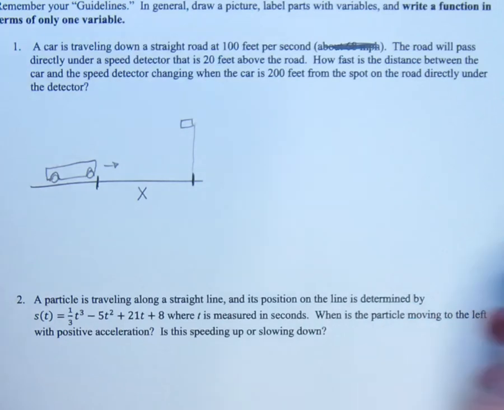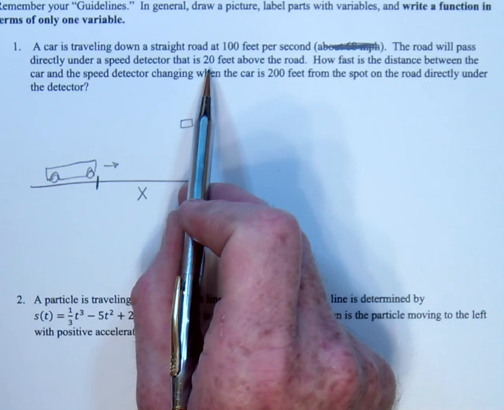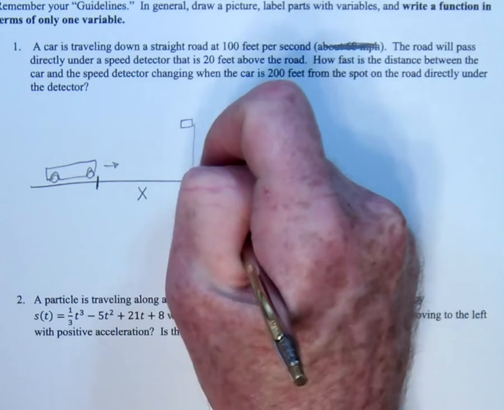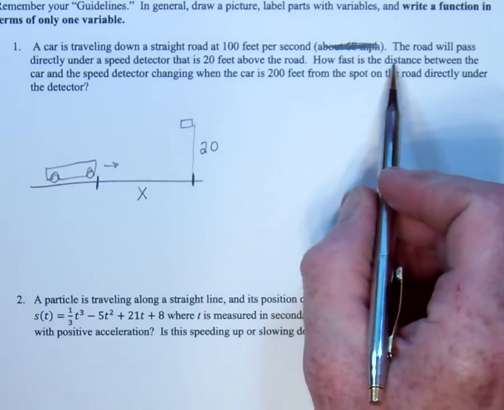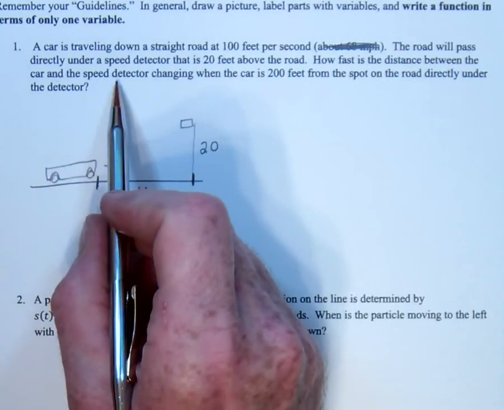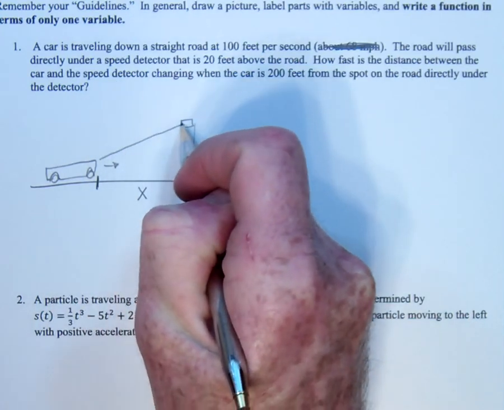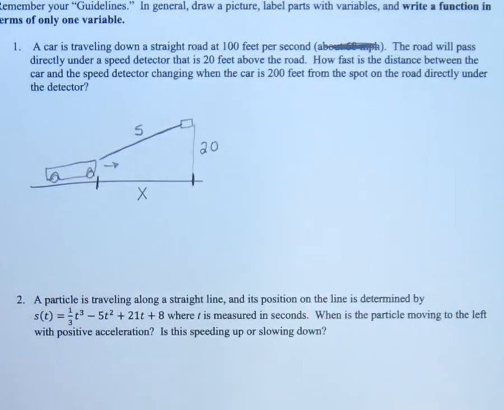It says that the speed detector is 20 feet above the road. So it doesn't say that the speed detector is moving. It's always going to be 20 feet above the road. So for this side, you're allowed to go ahead and put 20 feet. That's not going to change. Next, how fast is the distance between the car and the speed detector? So that's this distance right here. The direct line of sight distance between these two, which I'm going to call S. In physics, S is often used for distance for some reason, so I'm going to go ahead and use that.